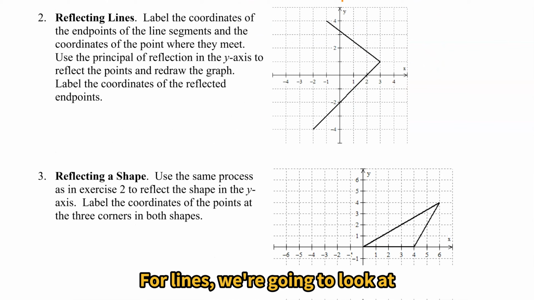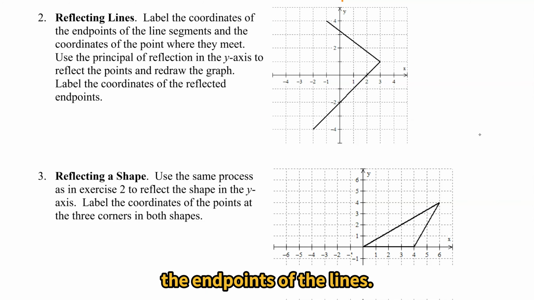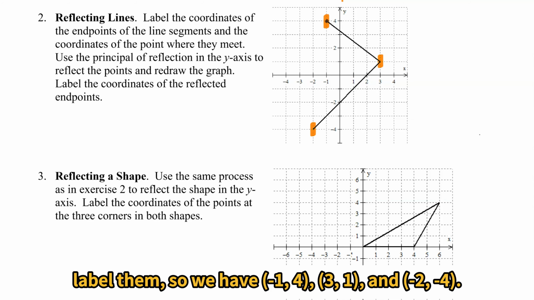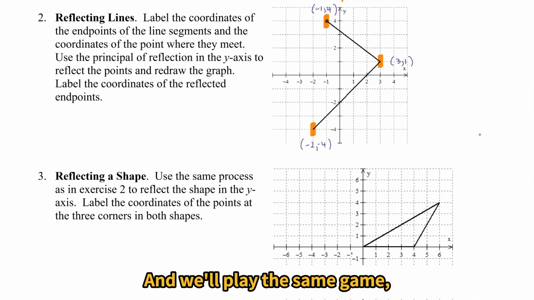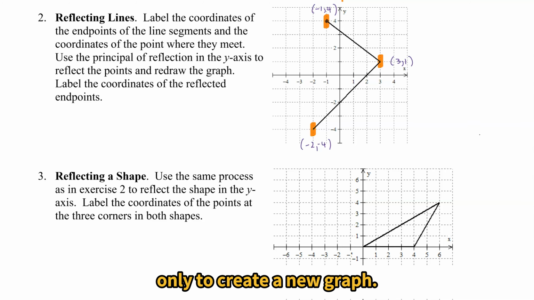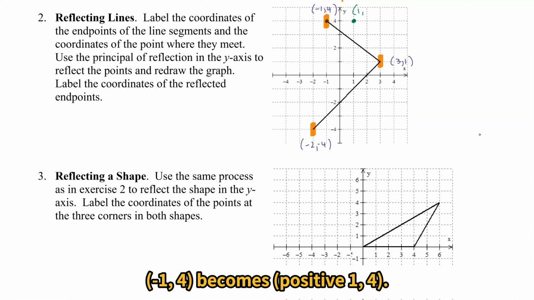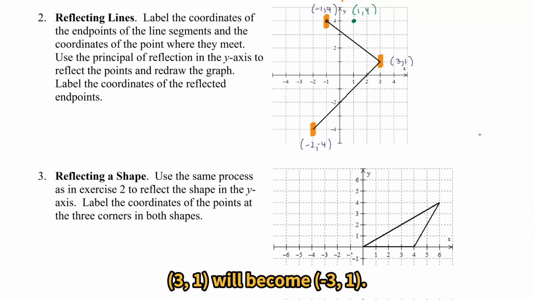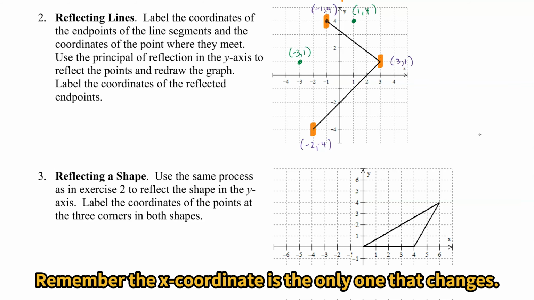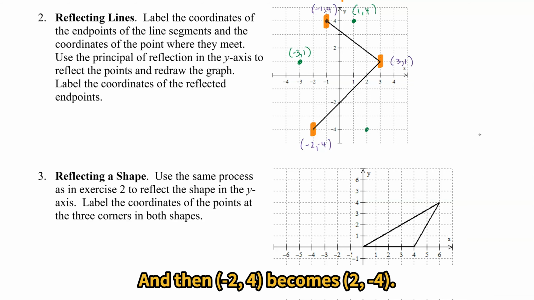For lines, we're going to look at the end points of the lines. We'll take the end points here, label them. So we have -1, 4, 3, 1, and -2, -4. And we'll play this same game, reflecting across the y-axis by changing the x-coordinate only to create a new graph. -1, 4 becomes +1, 4. 3, 1 will become -3, 1. Remember, the x-coordinate is the only one that changes. And then -2, -4 becomes +2, -4.